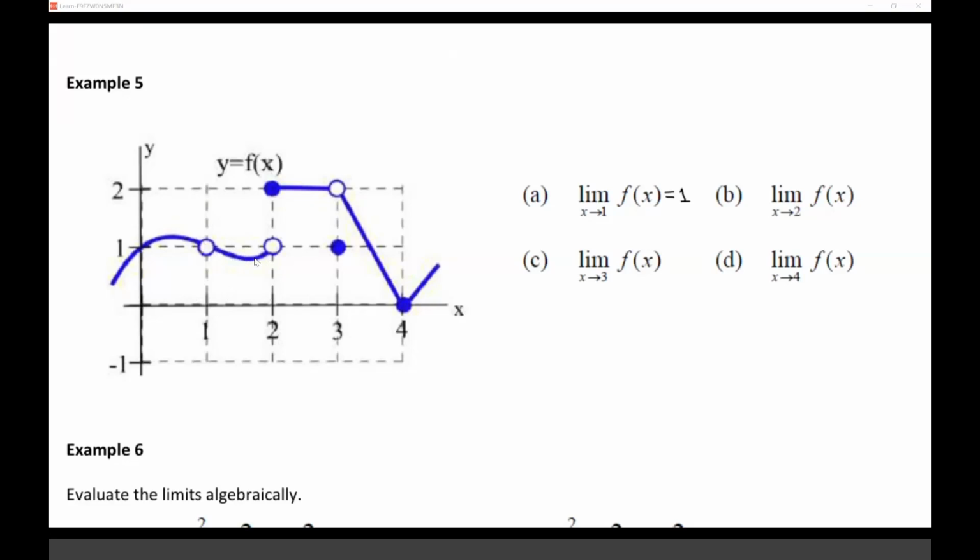Moving on to B, as I approach x equals 2 from the left, I'm getting closer to y equals 1. And as I approach x equals 2 from the right, I'm getting closer to y equals 2. These are not the same value. Graphically speaking, whenever you see a jump in a graph at a given x value, the limit will not exist there because you're going to have two different y values that you're approaching. So this limit does not exist.